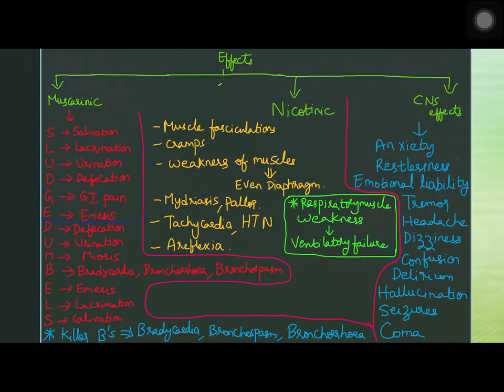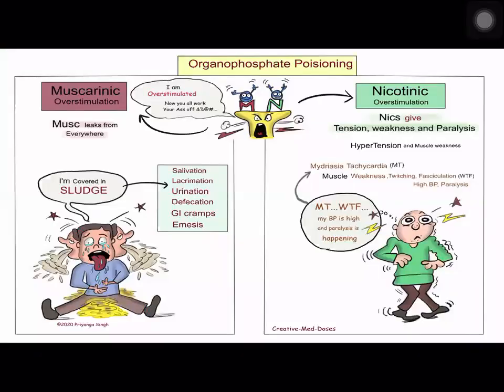Coming on to the nicotinic features of organophosphorus compounds, these are muscle fasciculations, cramps, and weakness of muscles, even the diaphragm muscles. So this respiratory muscle weakness will cause ventilatory failure. Also mydriasis, pallor, tachycardia, hypertension, and areflexia. And CNS effects like anxiety, restlessness, emotional lability, tremors, headache, dizziness, confusion, delirium, hallucinations, seizures, and coma. And this is a pictorial description of organophosphate poisoning, showing the muscarinic and nicotinic effects.